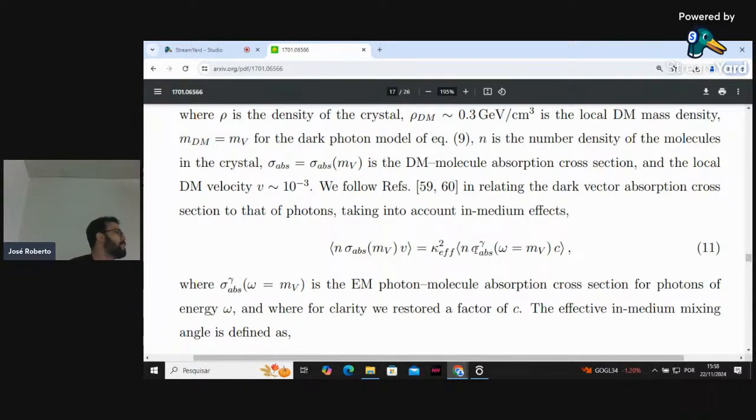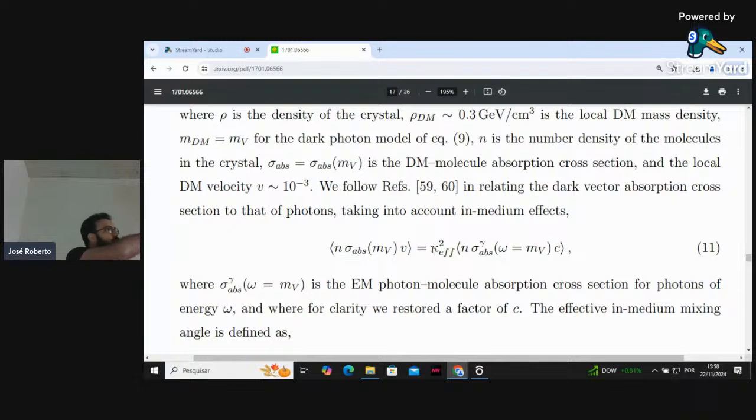In this case, is it kappa effective? Yeah, now 10 to the minus 5. Kappa effective squared will be like 10 to the minus 12. It's a few parameters that we are actually going to explore here. What we are going to explore here is kappa.